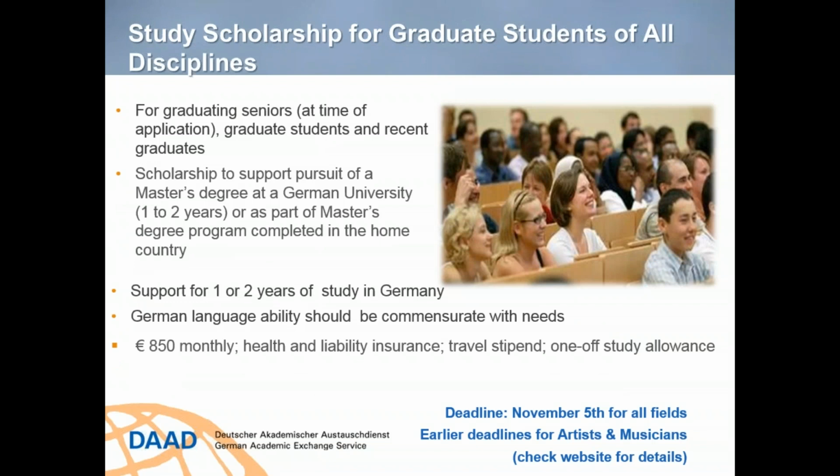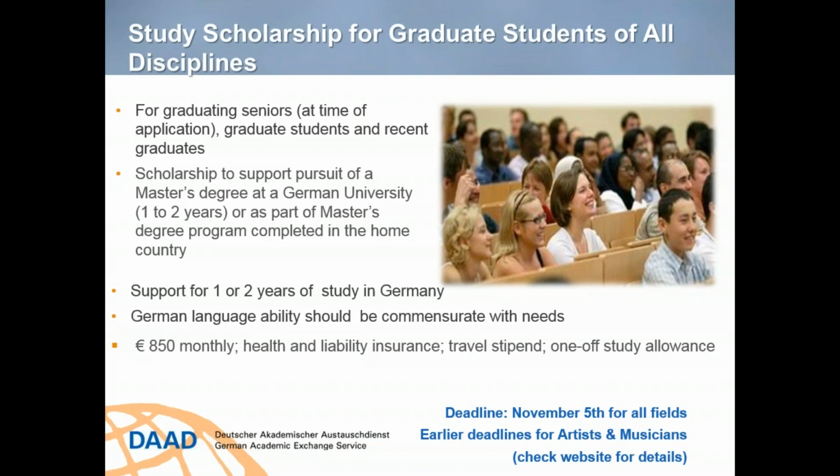Thanks, John Paul. Welcome, everyone. I'm going to introduce the next slide, which is one of the most popular grants, the study scholarship for all academic disciplines. It is open to graduating seniors, graduate students, and recent graduates for a full master's degree program at a German university, or for a study abroad stay at a German university as part of a master's degree program completed in the home country. The grant can be used for 1 or 2 years of study in Germany.